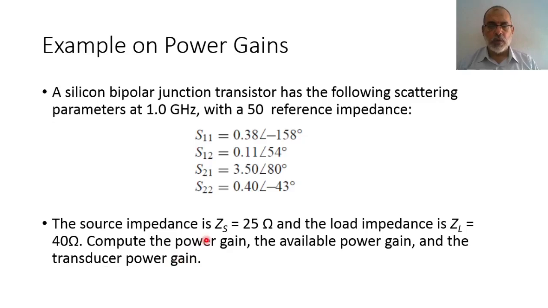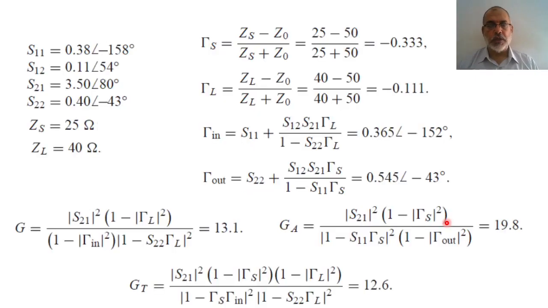At the beginning, we should calculate the reflection coefficient from the source and the reflection coefficient from the load. So we have gamma source and gamma load. Gamma source is Z source minus Z naught over Z source plus Z naught. In a similar way, gamma load is Z load minus Z naught over Z load plus Z naught. Now, if I have the S parameters of the transistor and gamma source and gamma load, we can obtain gamma input and gamma output, and from gamma input, gamma output, the S parameters, gamma source and gamma load, we can calculate the gain, the available gain, and the transducer gain. So here are the inputs of the problem: the S parameters of the transistor, the impedance of the source, and the impedance of the load.